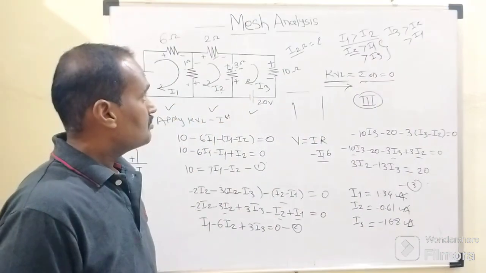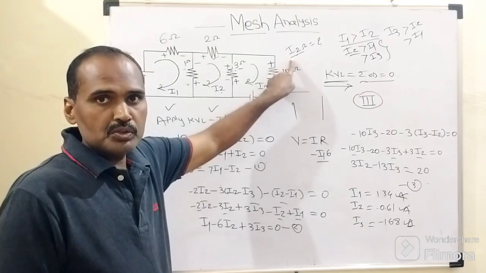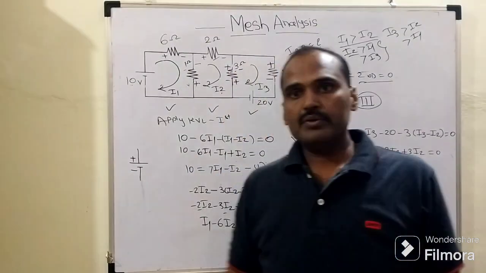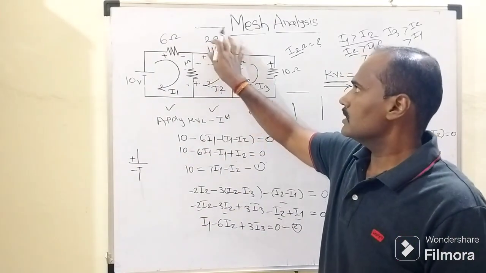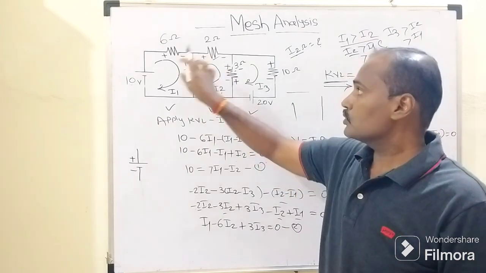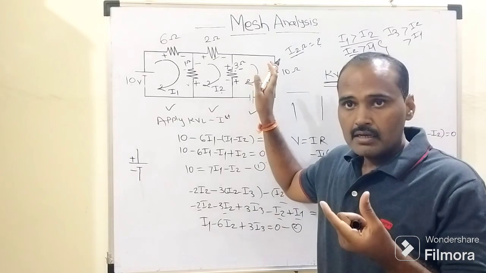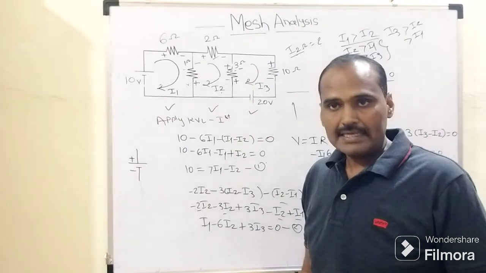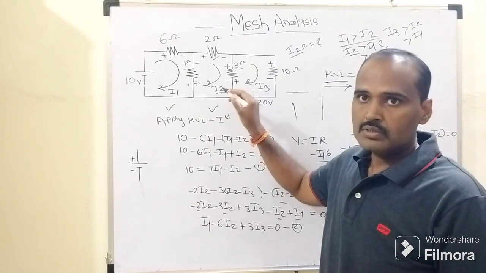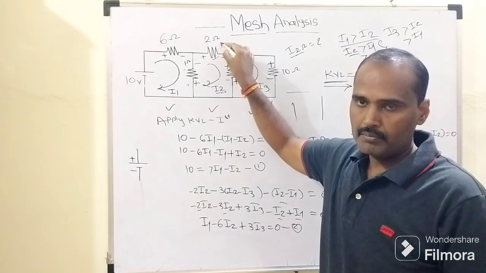Right. Now our objective was to determine the current flowing through this 2 ohm resistor. Now how is this 2 ohm resistor connected in the circuitry? This 2 ohm resistor is a part of loop number 2. It has nothing to do with loop number 1 as well as loop number 3. Which fundamental current is considered for loop number 2? That is I2. So purely I2 flows through this 2 ohm resistor.